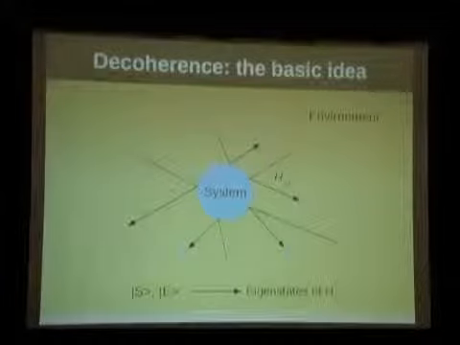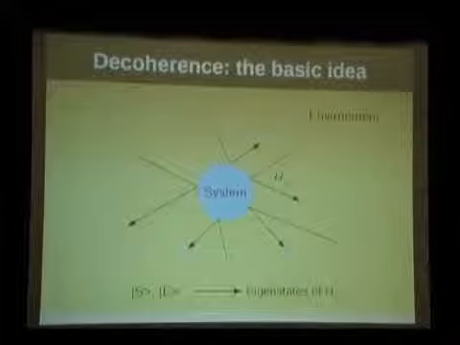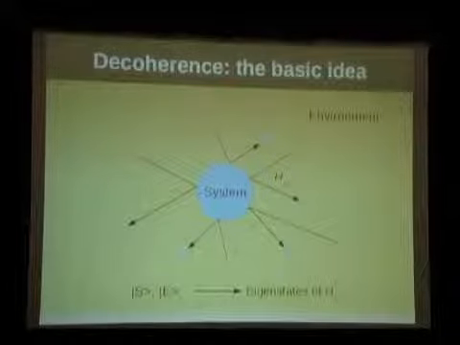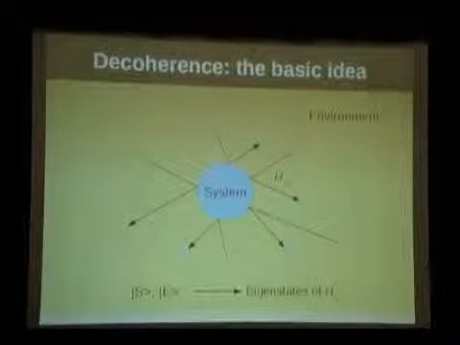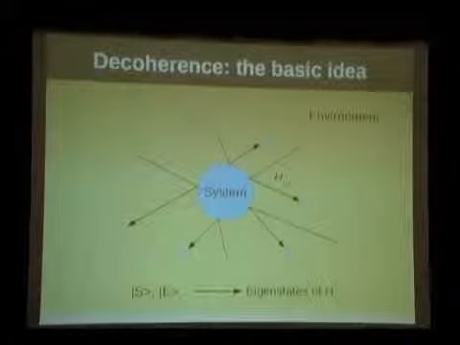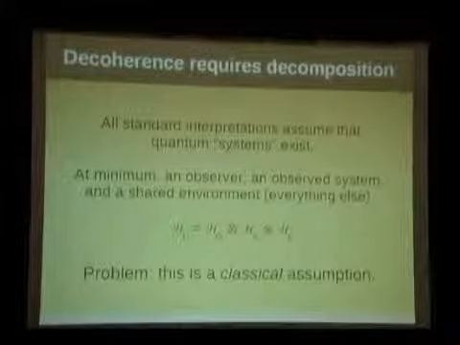So decoherence just says that interactions between a system and environment put the system in particular eigenstates. And that's the theory of einselection. Zurek gave it that name for environmentally induced superselection. Superselection into a particular state from these sort of interactions. Okay. So, decoherence requires decomposition.